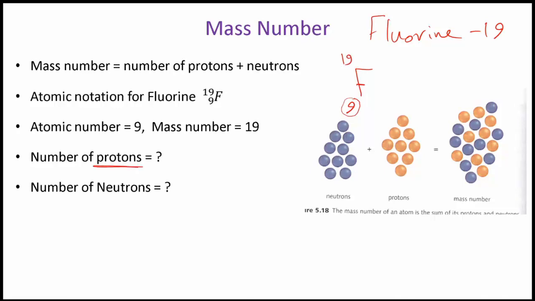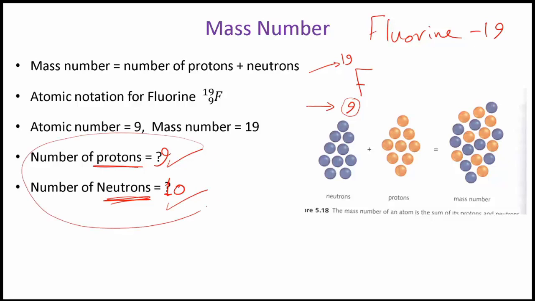So how many protons in fluorine? 9. How many neutrons in fluorine, guys? 10. That's right. Excellent. So if you look at the atomic number and mass number, you can get the number of protons and number of neutrons, and vice versa. If I give you the number of protons and neutrons, you can get the atomic number and the mass number for any isotope.